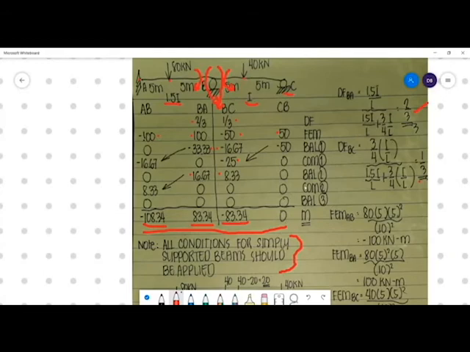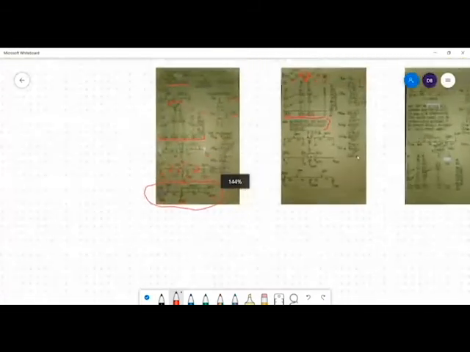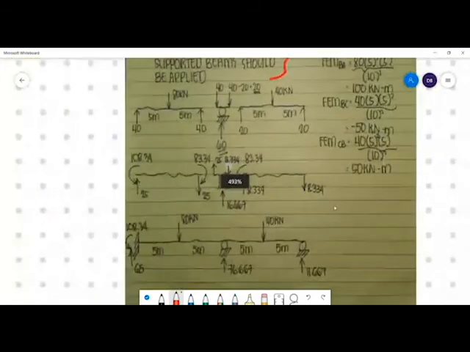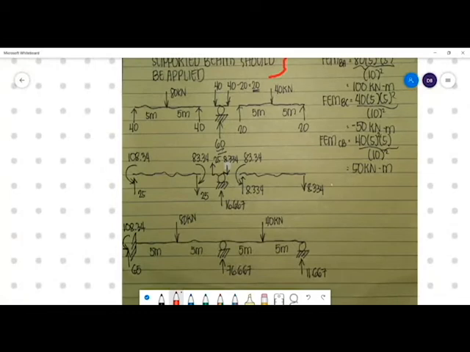So, here is how we solve for the reaction. The usual lang naman. Tanggalin yung mga end moments, so meron tayong simple support lang with the original load. And then, tanggalin yung original load, ilagay yung mga end moment. This is how it will resolve. Kindly check and then try to practice. So let's move on to the next problem.